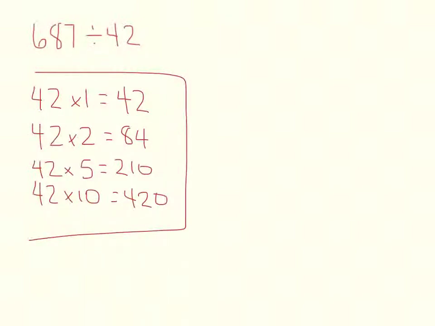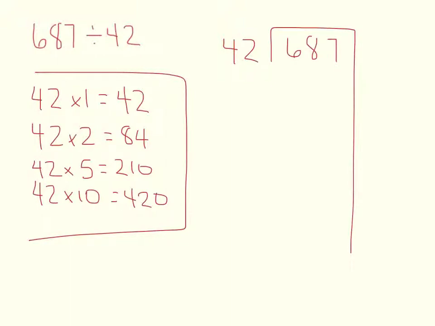And now I'm going to figure out if I have 687 of something and I want to take out groups of 42, or I want to put that into 42 groups, I'm going to be doing division. So let's try the partial quotients method. The first number I'm going to use is the 42 times 10. I know that I can take 10 groups of 42 away from 687. And when I do take that away, I have 267 still left over.